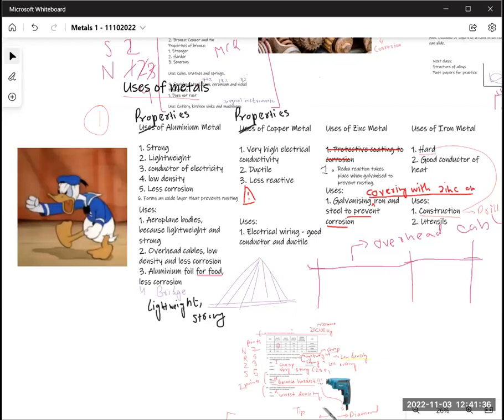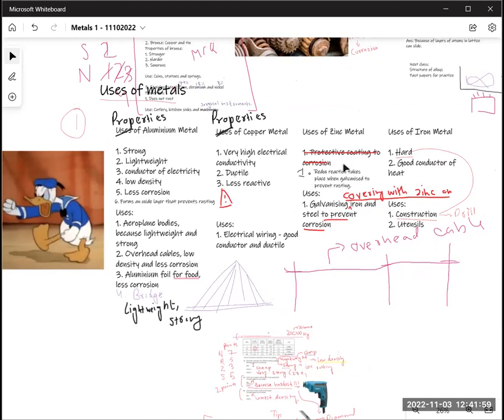Not easily, at least. We saw that reactive metals like group 1 alkali metals, sodium and potassium, react with water. On the other hand, these guys don't react that much. That's good. So how can I use copper? I can use it in electrical wiring because it's a good conductor and it's ductile. I can make wires out of it. That's what we've done so far.